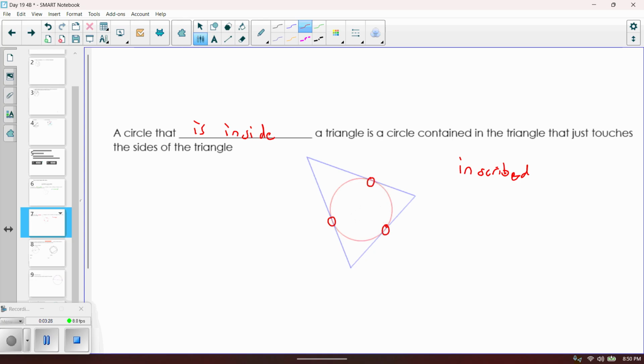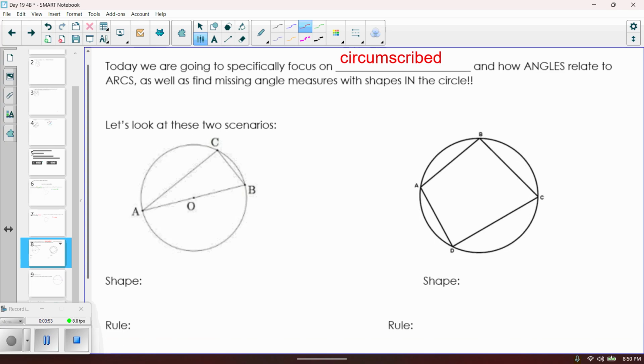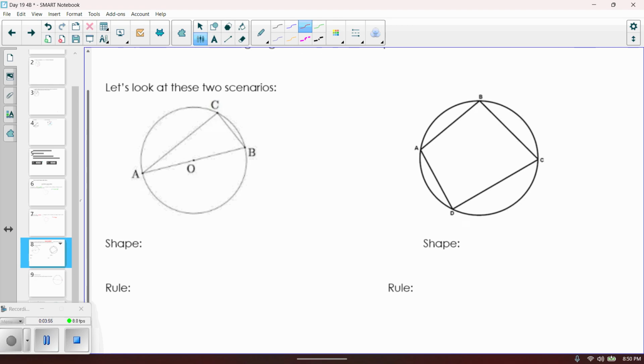Okay, if any of that doesn't make sense, please go back, watch it over again if you need to, but that's what that means. That's our definitions. Today, specifically in this lesson, we are going to be focusing on circumscribed and how that relates to the angles and the arcs and things like that. So I can give you what the rules are going to be for these, but I kind of want to show it, so maybe it'll make sense. That way, maybe you can piece some things together.